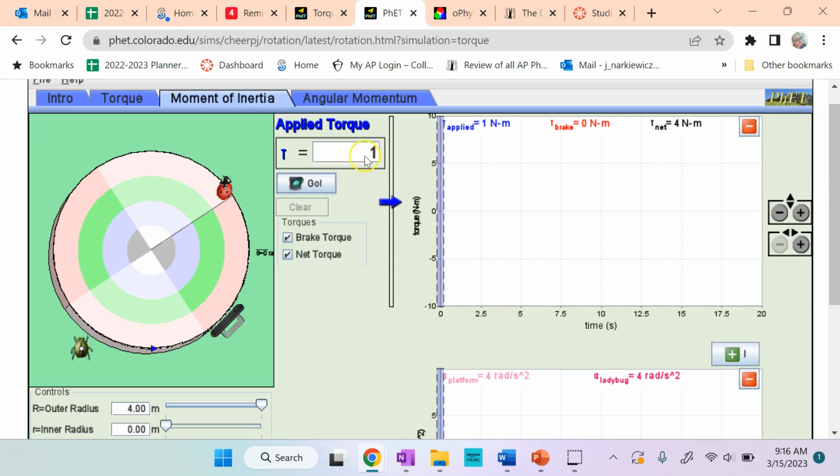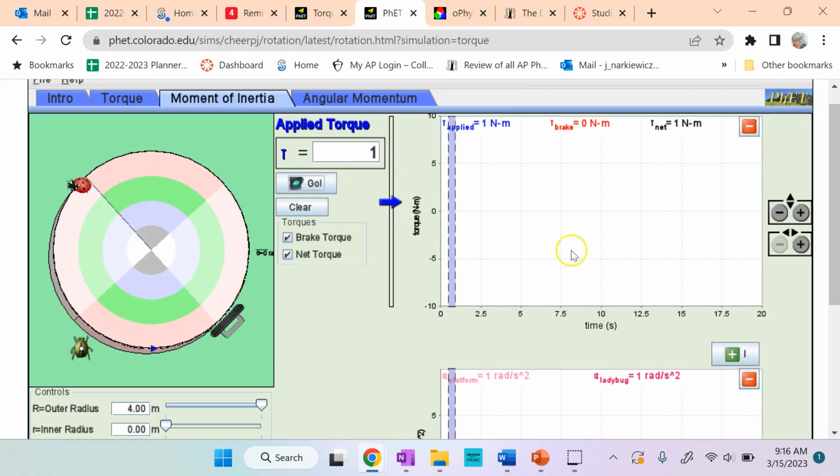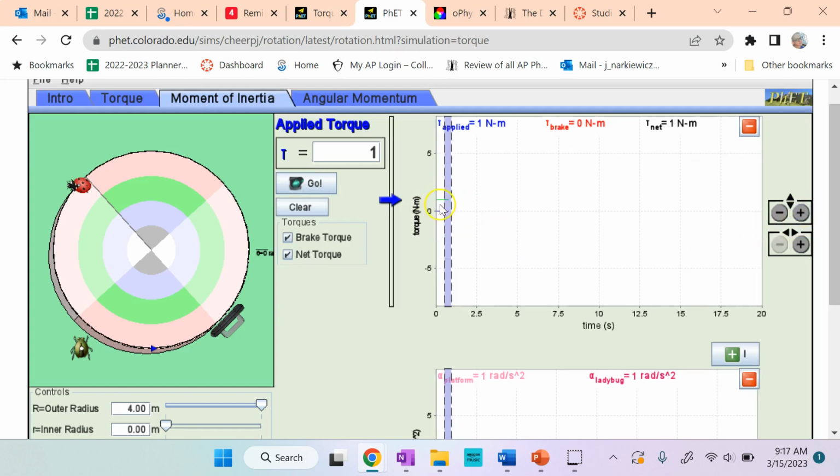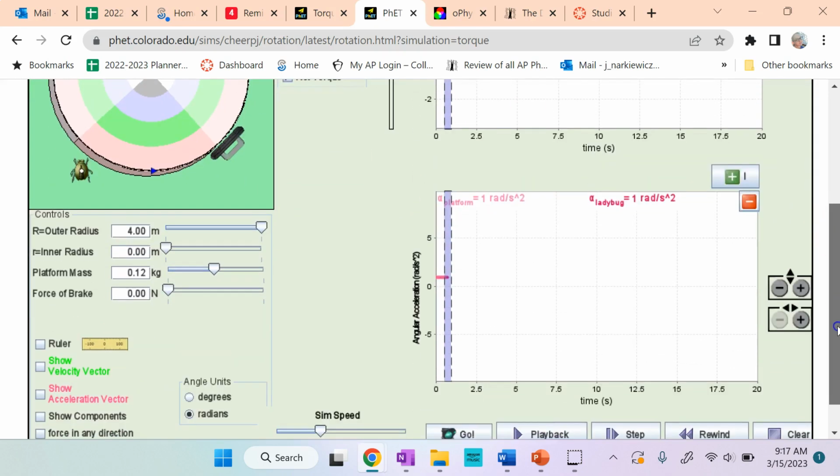My first torque that I'm going to apply is just 1, and torque is measured in newton-meters, that's force times distance. So I'm applying that torque, and I can hit go. And yay, it spins, and then when I hit stop, there we go. You can see there is my line for my net torque. It's a little bit small, you can't really zoom in. There we go, it's that green line right there. So let's see what the acceleration is. All right, the acceleration is 1.